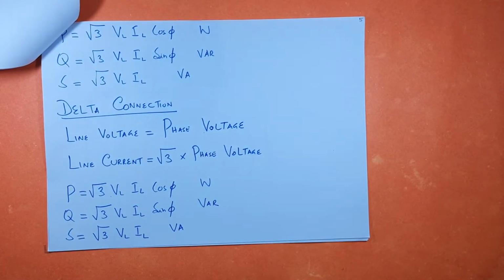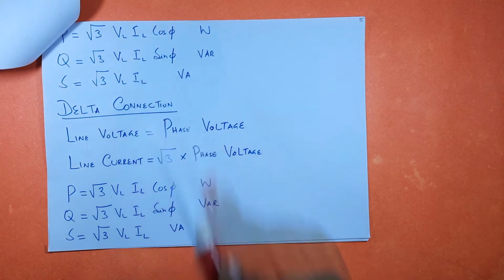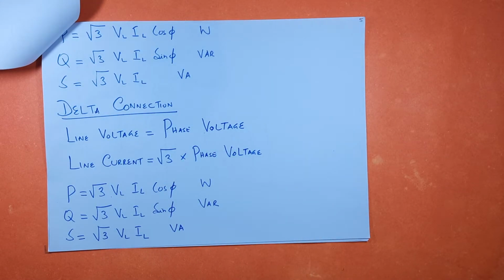So these are all the expressions for powers. P, real power, equals root 3 VL IL cos phi watt. Q, reactive power, equals root 3 VL IL sin phi volt ampere reactive. S is the apparent power, root 3 VL IL VA. Next we have delta connection. In delta connection, line voltage equals phase voltage, but line current equals root 3 times the phase current.